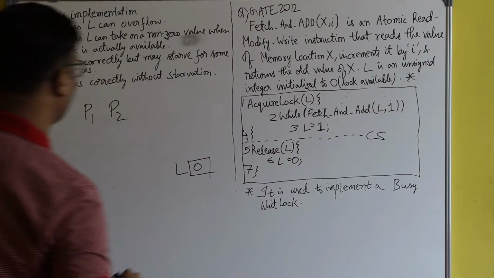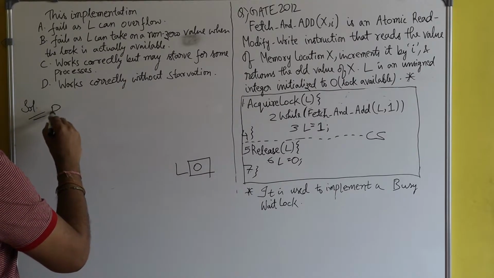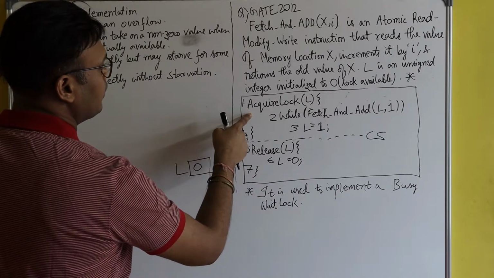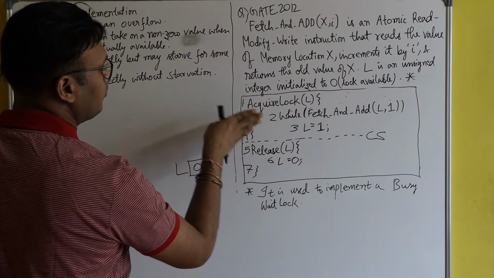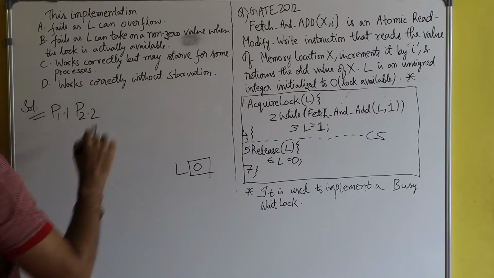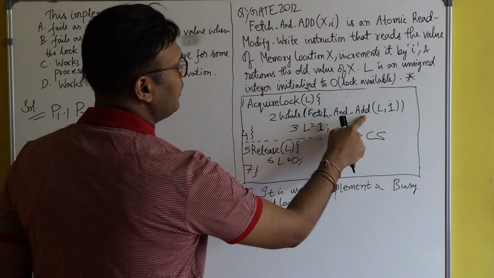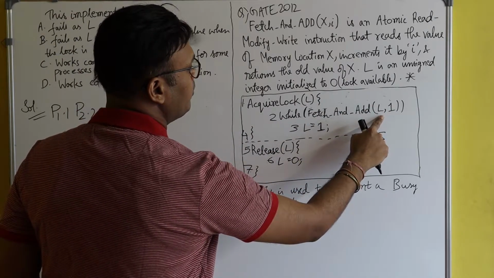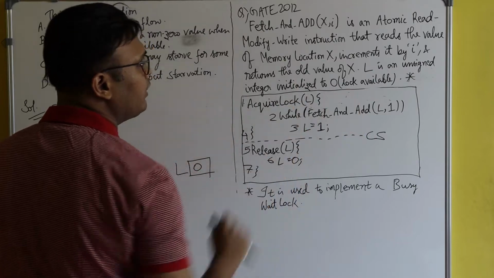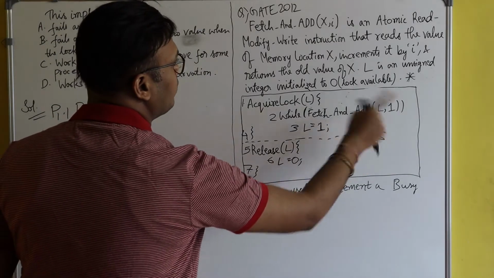In order to get entry inside the critical section, process P1 will execute line number 1, which is acquire lock. Now process P1 will execute line number 2. What's written in line number 2? There is a while loop, while fetch and add, and in the parameters it's written L comma 1. It means the fetch and add function is called, and the parameters are passed as L comma 1.